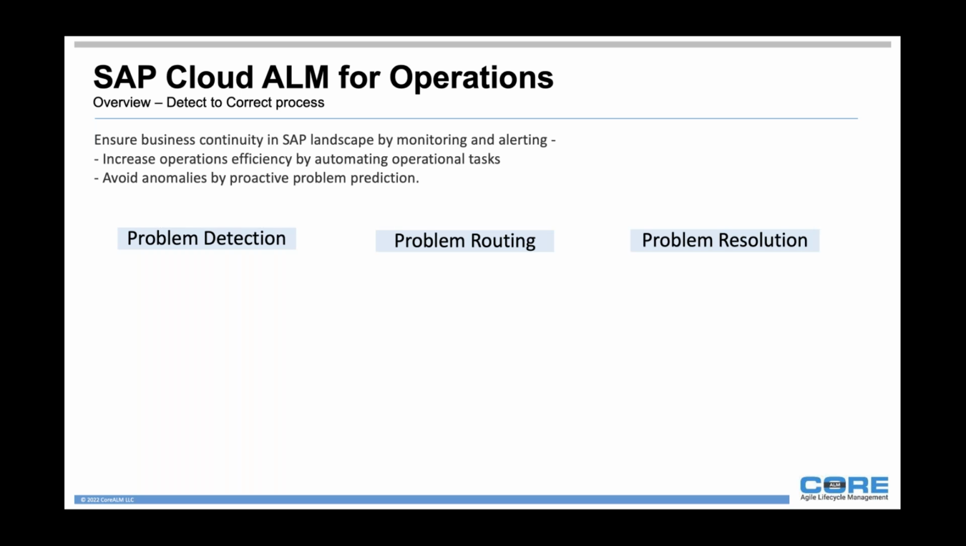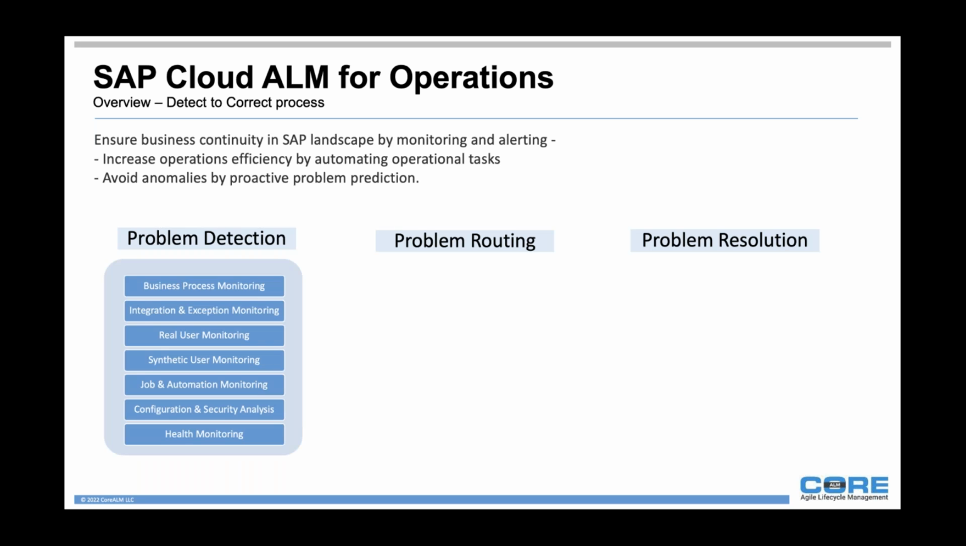In the problem detection area, what Cloud ALM for operations brings is different sets of tools. We'll see use cases for business process monitoring, integration and exception monitoring, real user monitoring, synthetic user monitoring, job and automation monitoring, configuration and security analysis, and then health monitoring. These are the different tools or functionalities available within Cloud ALM that will help you to detect a problem.